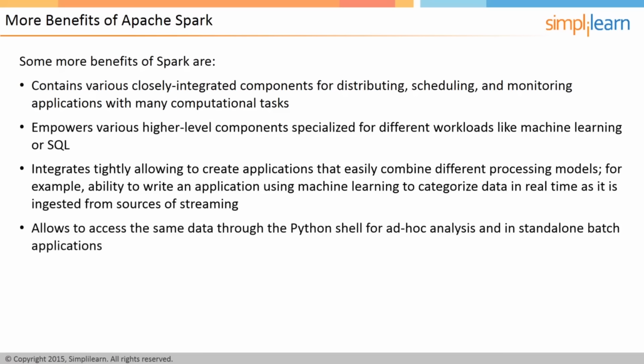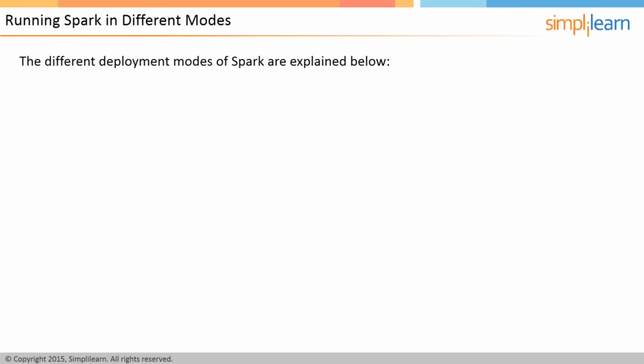The different deployment modes of Spark are explained on the screen. The standalone mode is a simple one that can be launched manually by using launch scripts or starting a master and workers. This mode is usually used for development and testing. Spark can also be run on hardware clusters that are managed by Mesos.